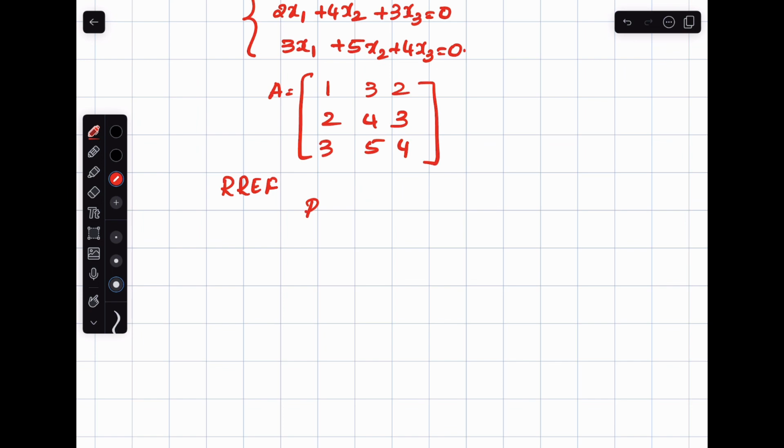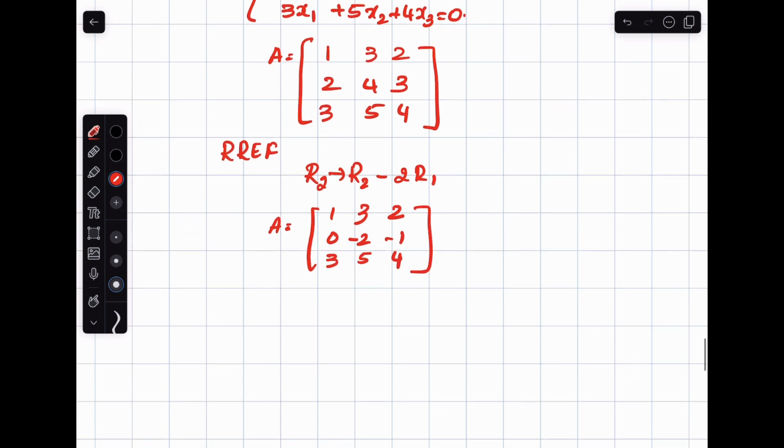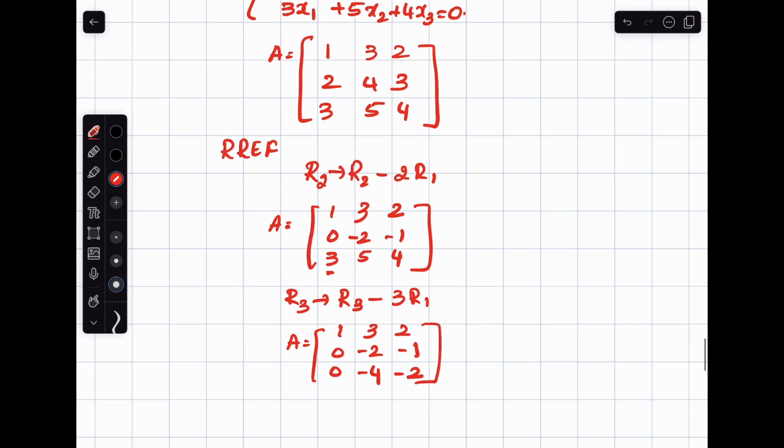So for that we have to apply the row operations, right? Let us change r2 to r2 minus 2 times r1. So the A matrix will become 1 3 2, 0 minus 2 minus 1, 3 5 4. Then for row 3, r3 changes to r3 minus 3 times r1. So what will happen? 1 3 2, 0 minus 2 minus 1, then 0 minus 4 and 4 minus 2.